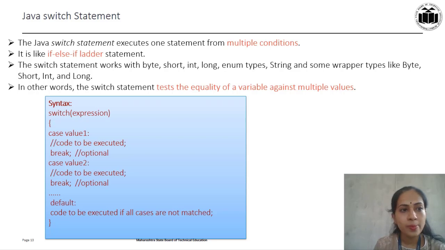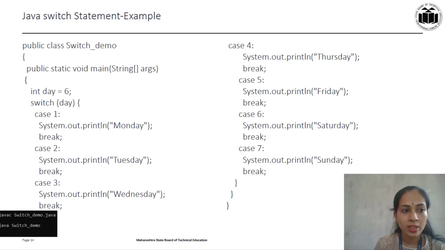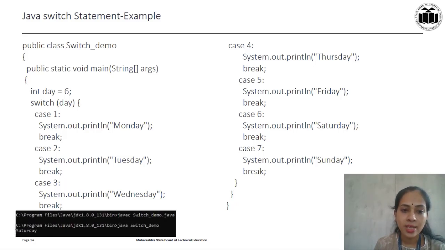So here is a simple example which demonstrates the switch statement. This code gives an output of the respective day based on the case. So here my cases are 1, 2, 3, 4, 5, 6 and 7, which show the number of the day. I have executed this code on Saturday. So in this code day is equal to 6 and therefore output is Saturday.